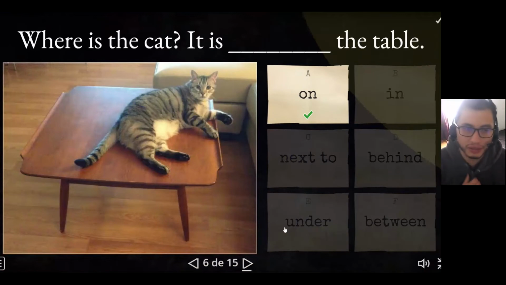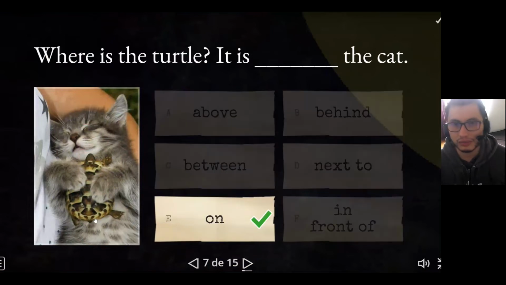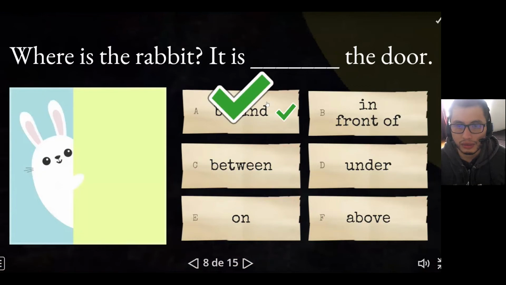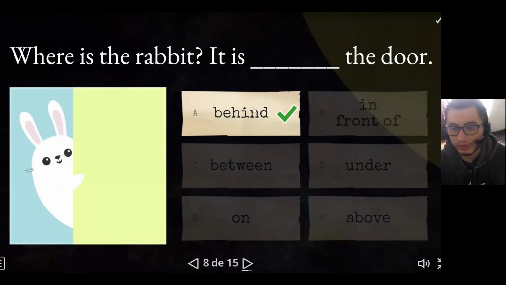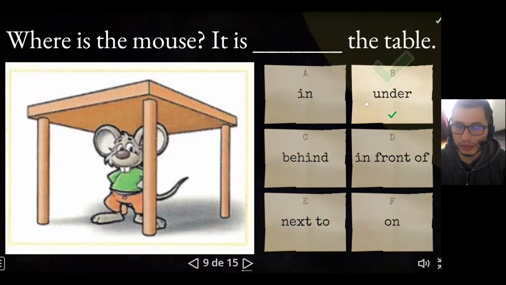I hope that you are taking some seconds to think. Where is the turtle? It is on the cat too. Yes. Where is the rabbit? It is behind the door. Where is the mouse? It's under the table. Amazing job.